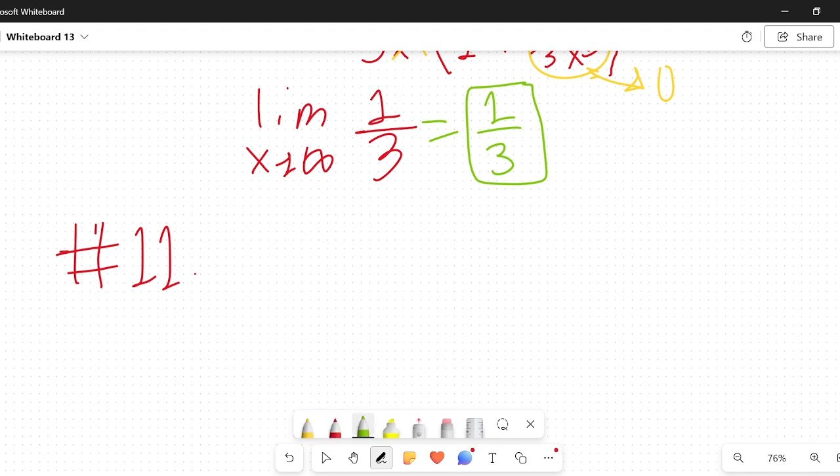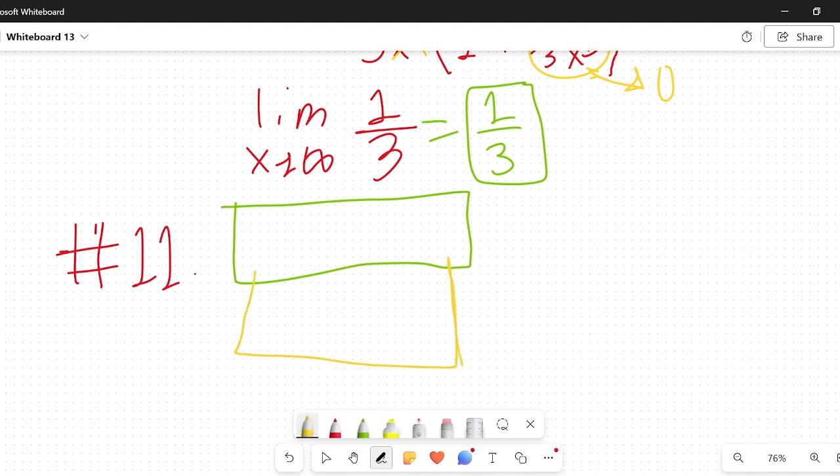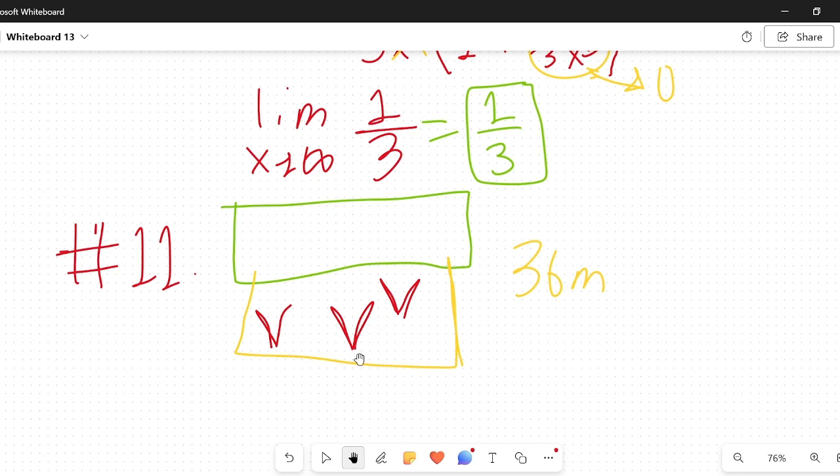Let's say we have a wall like so. This is the wall to our barn. And on this side of the wall, we have a fence enclosing some crops. We're cultivating some crops, and we have a set amount of fence, only 36 meters. Our goal is to evaluate the maximum area of land that we can enclose.